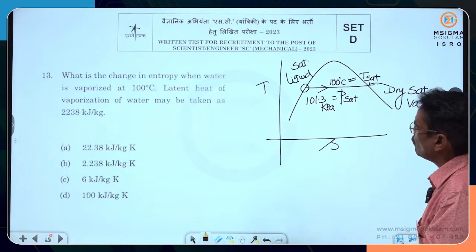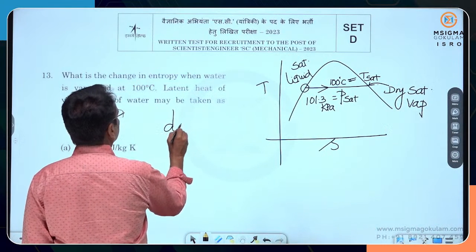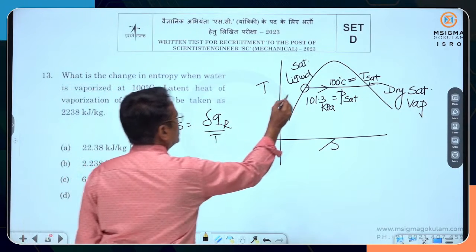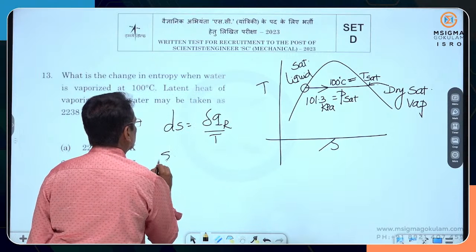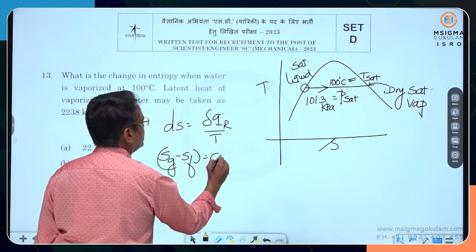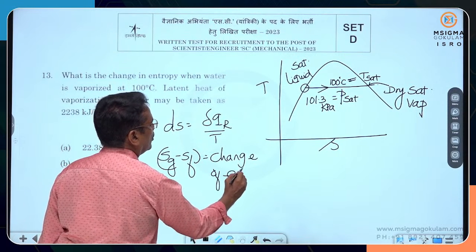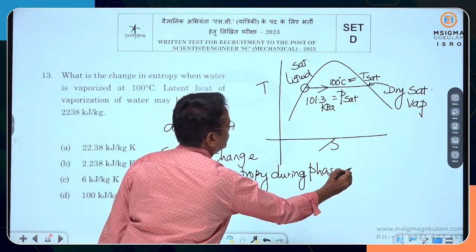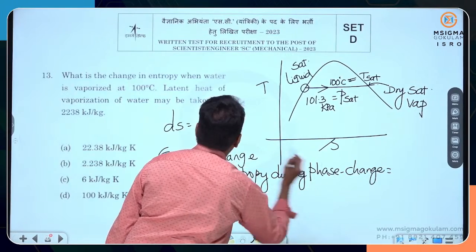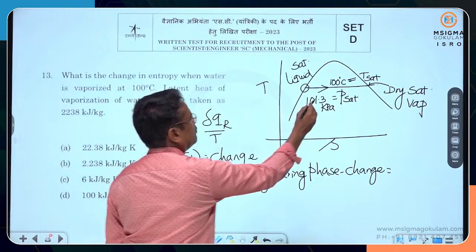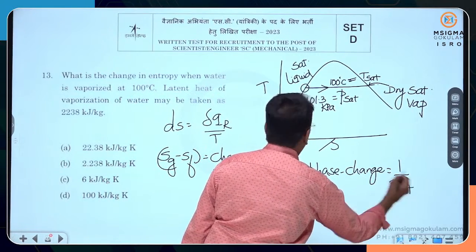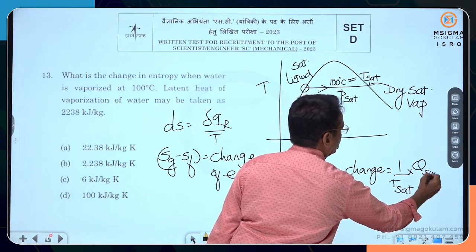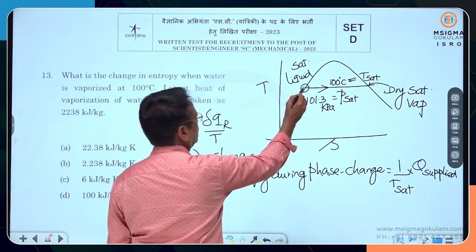Now, what is the change of entropy? We know that ds is equal to delta Q reversible by T. But this temperature is not changing during the phase change, so we can take 1 by saturation temperature outside. When you integrate both sides, the integral of delta Q reversible is the Q supplied. What is the heat supplied for the phase change between liquid and vapor?